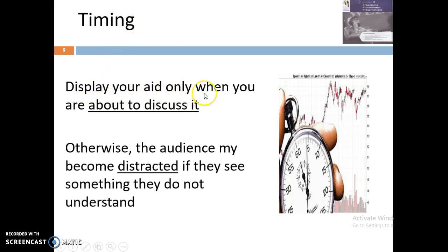Timing. Display your aid only when you are about to discuss it. Otherwise, the audience may become distracted if they see something they do not understand. They tend to think about it and not concentrate on what you are trying to tell them.